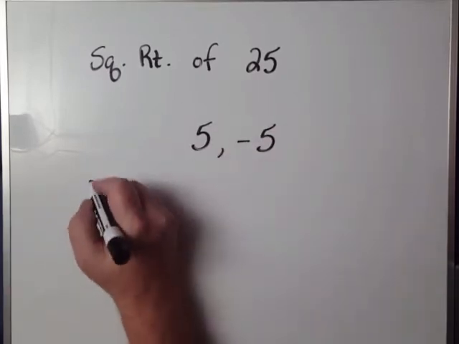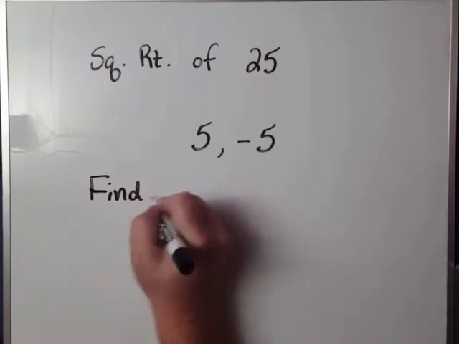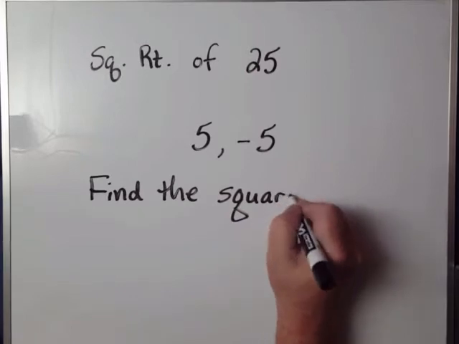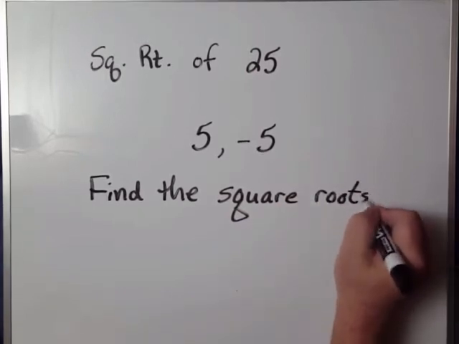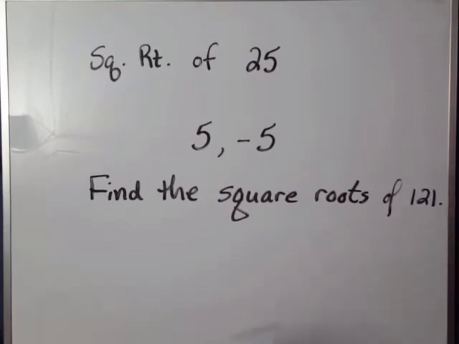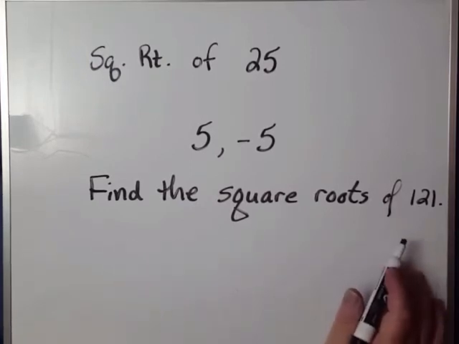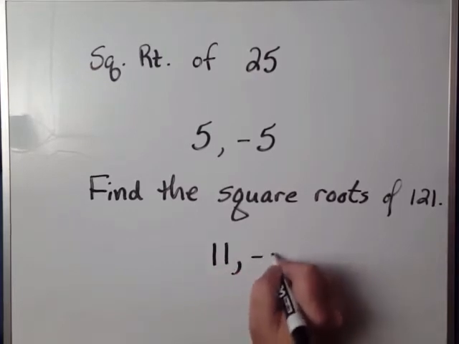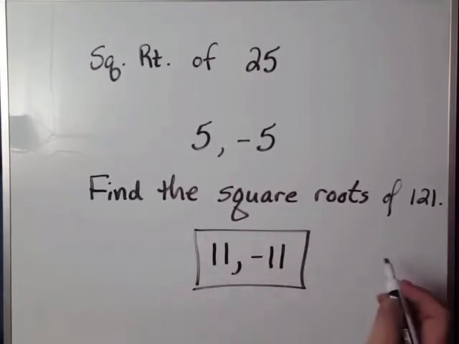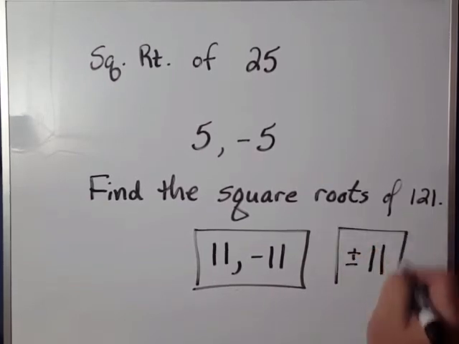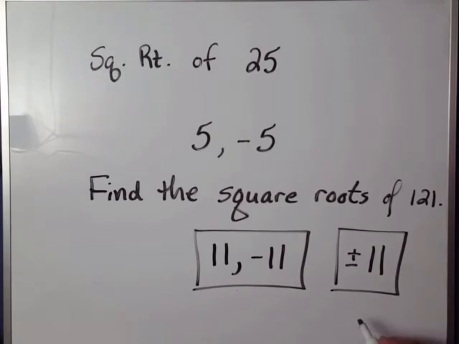So a problem like this may say, find the square roots of 121. And when the question is asked like this, we're looking for both square roots, not just the 11, but also the negative 11. And you are welcome here once again to use the notation plus or minus 11. That's a way of writing both numbers at the same time.